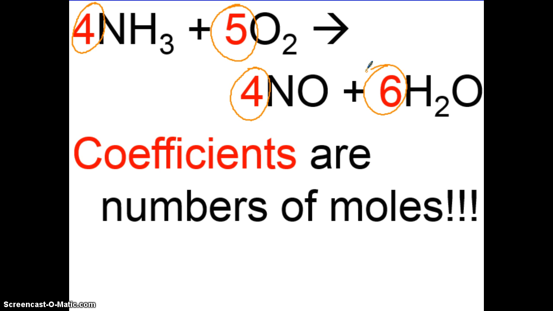Now we could say 4 moles and 5 moles. We could use those numbers. We could change those to cups or a lot of different measurements. But in chemistry, of course, we're going to use moles, and then using the periodic table, we could also change those to grams.